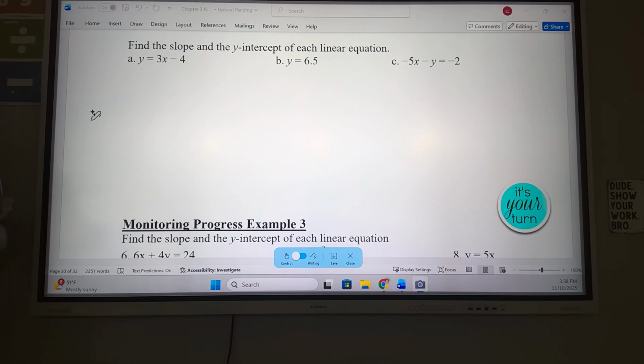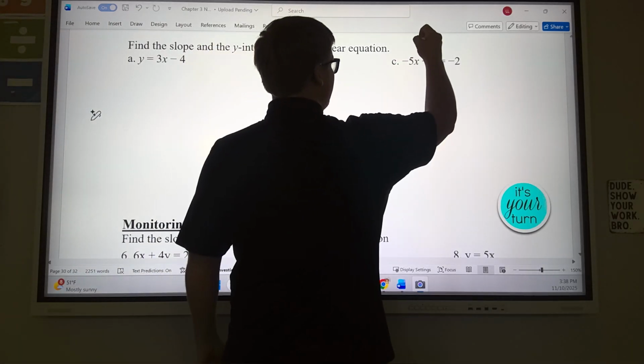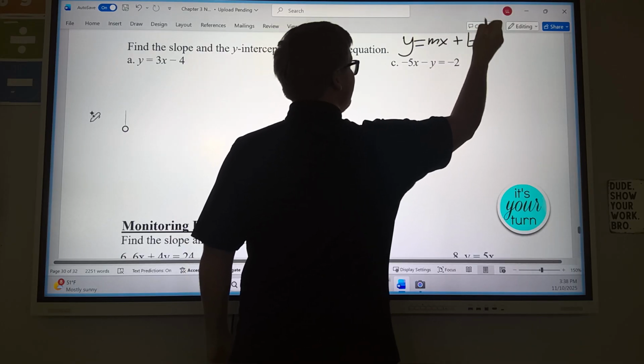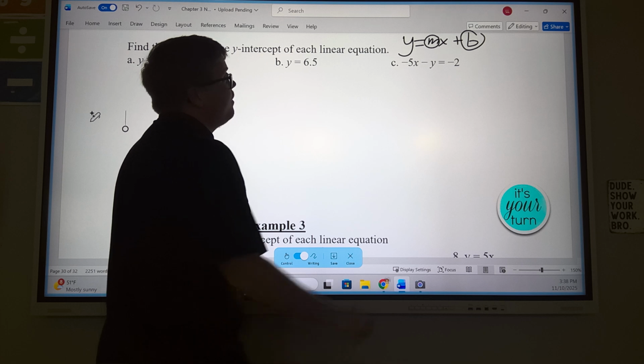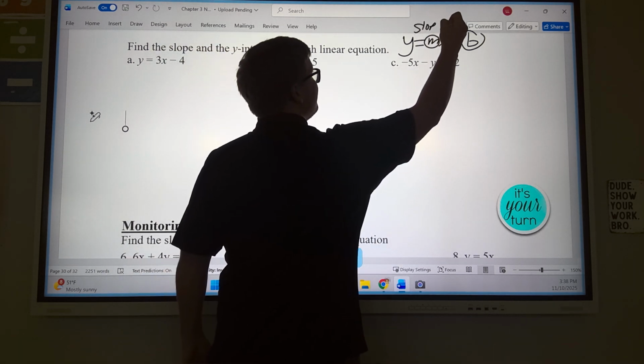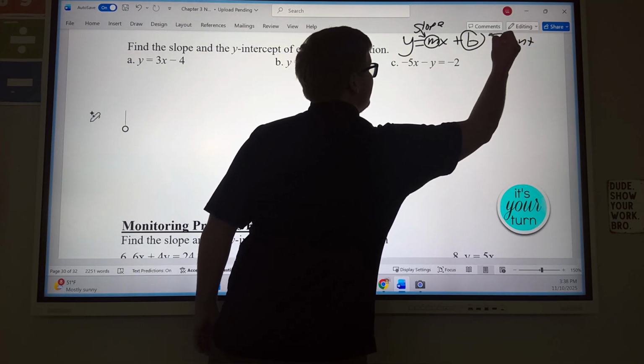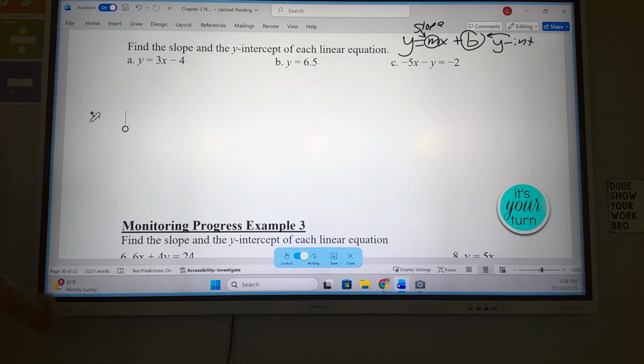Okay, today we are covering how to find the slope and the y-intercept from equations in slope-intercept form, as well as how to graph those equations. We know slope-intercept form is y equals mx plus b, with our m being the slope and our b being the y-intercept. So knowing that information, we should be able to tell what A, B, and C are.